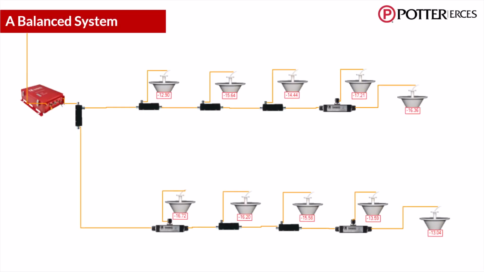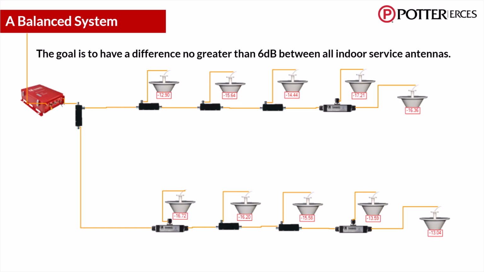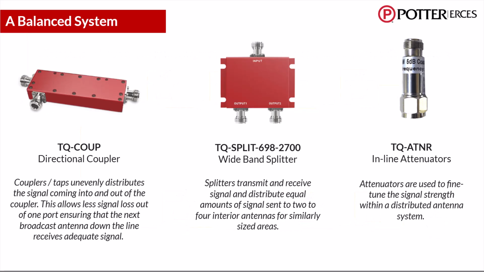When designing a system, it is important to create balanced downlink power to each service or broadcast antenna. As you can see in this example, utilizing different couplers, tappers, and splitters allows you to keep the downlink power relatively even between all antennas in your distributed antenna system. The goal is to have a difference no greater than 6 decibels between all indoor service antennas. You can also use inline attenuators to help balance power when couplers, tappers, and splitters are insufficient.